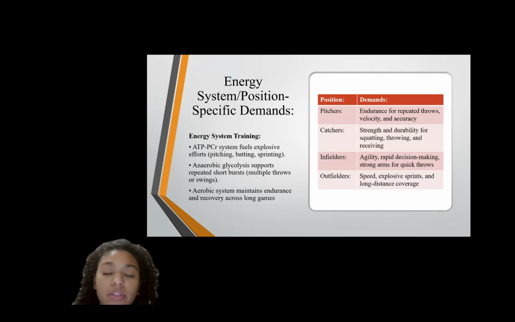For positions and their demands, for pitchers, we have endurance for repeated throws, velocity and accuracy. For catchers, we have strength and durability for squatting, throwing, and receiving the ball. For infielders, we have agility, rapid decision making, and strong arms for quick and effective throws. And then for outfielders, we have speed, explosive sprints, and long distance coverage.